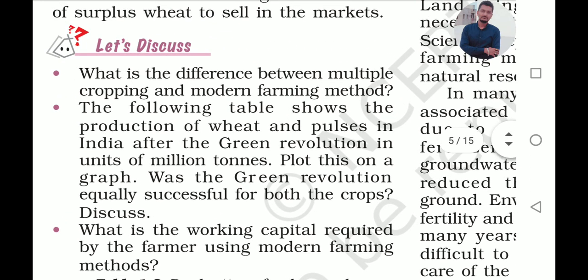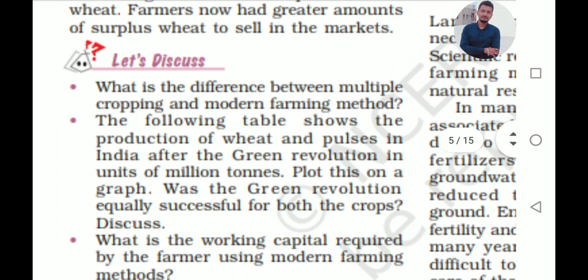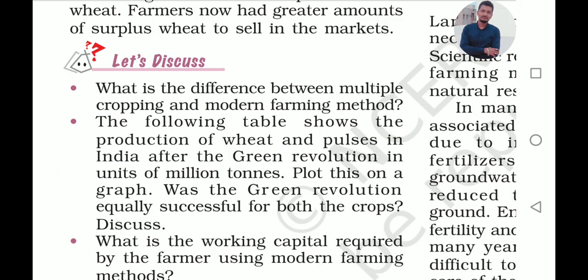Again, some more questions are there from the text. So what is the difference between multiple cropping and modern farming method? Already, students, we discussed, so you can easily get the answer. Multiple cropping is taking more than one crop on a single piece of land, almost 3 seasons in a year, while modern farming includes the modern inputs like different irrigation facilities, fertilizers, HYV seeds, chemical fertilizer, insecticides, pesticides, all these things.